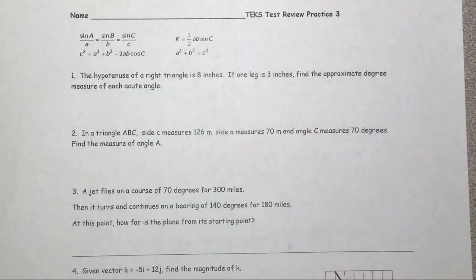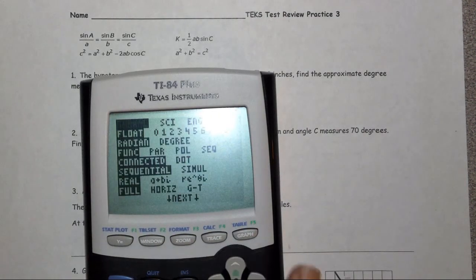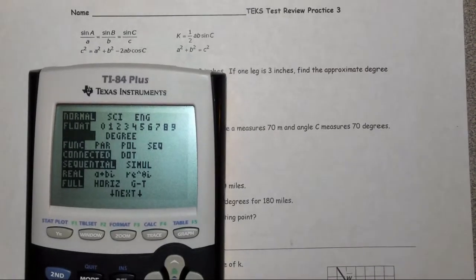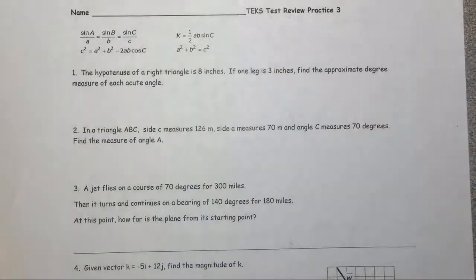So when you come in tomorrow for your test, the first thing you want to do is make sure that your calculator is in degree mode. And you can just leave it in degree mode for the entire test. Okay, so I'm going to go ahead and put it in degree mode, and I'm going to put it aside.